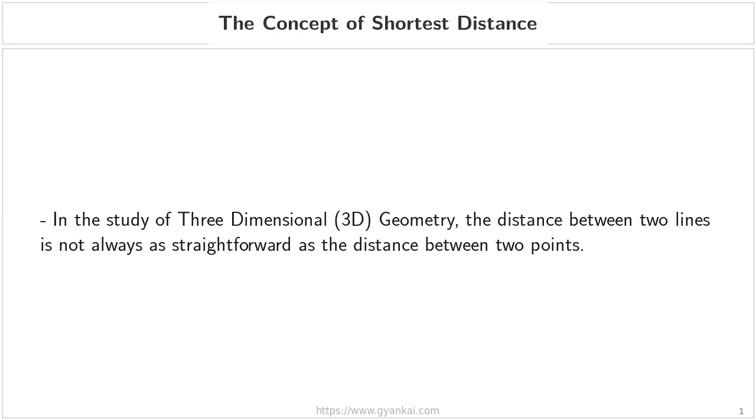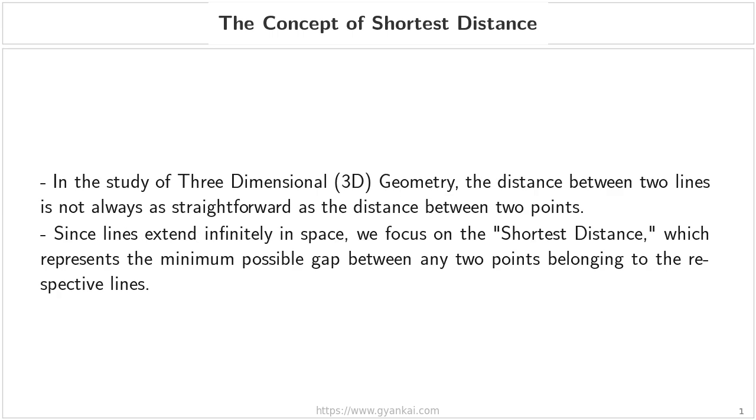The distance between two lines is not always as straightforward as the distance between 2 points. You see, unlike points, which are fixed, lines extend infinitely in all directions through space. Because they go on forever, we can't just pick any 2 points and call it the distance between the lines. Instead, we focus our attention on what we call the shortest distance. This represents the absolute minimum possible gap you could find between any 2 points belonging to the respective lines. In the next few slides, we will define exactly how we identify this minimum gap and how it behaves when lines are not parallel.